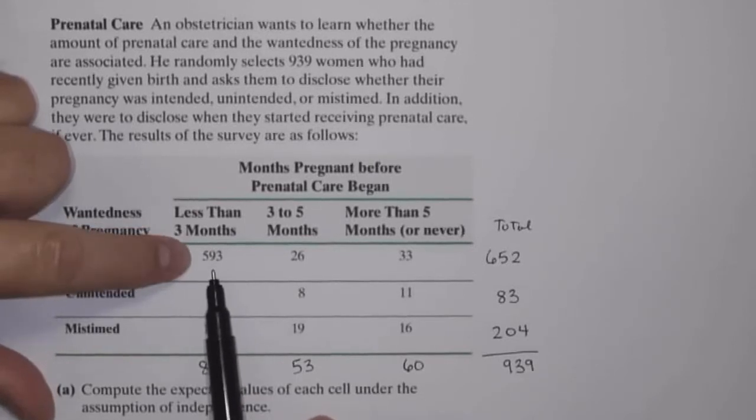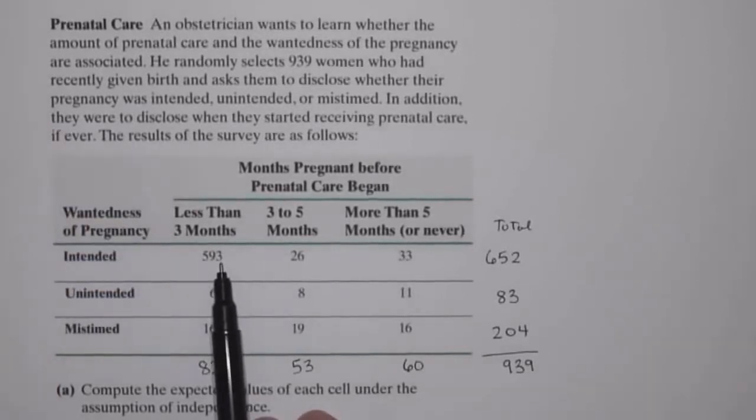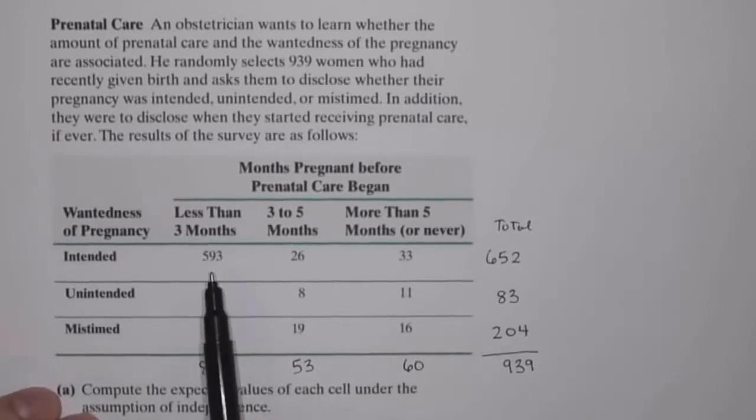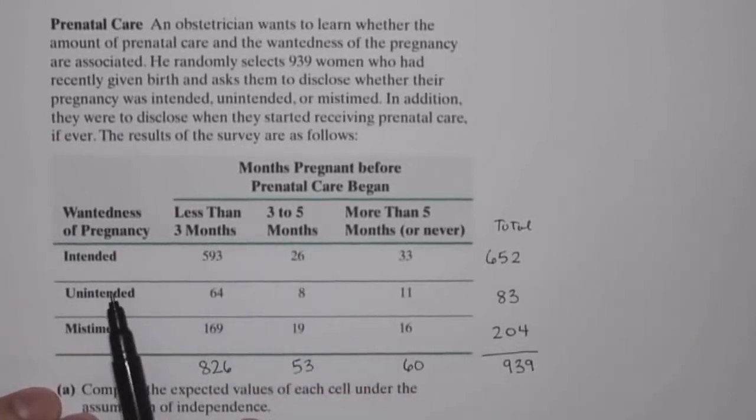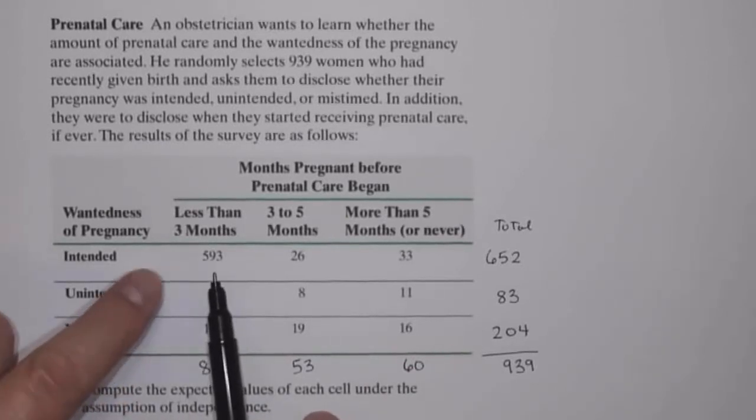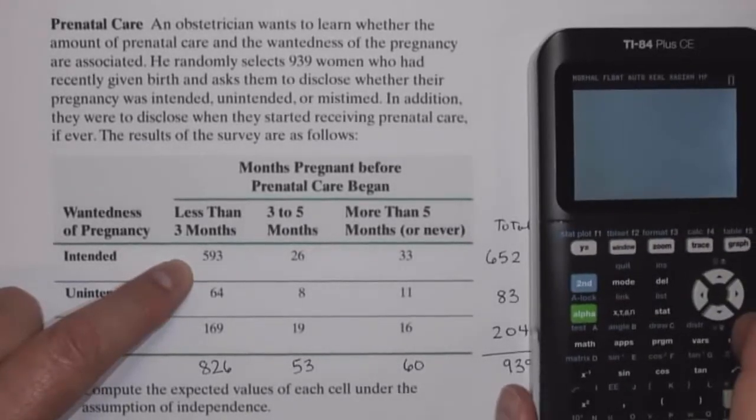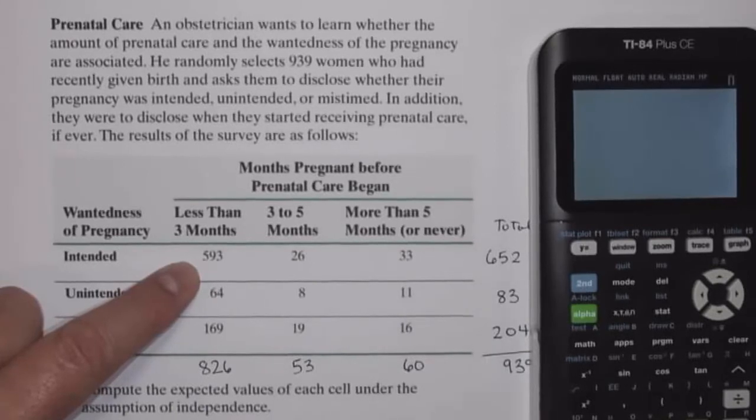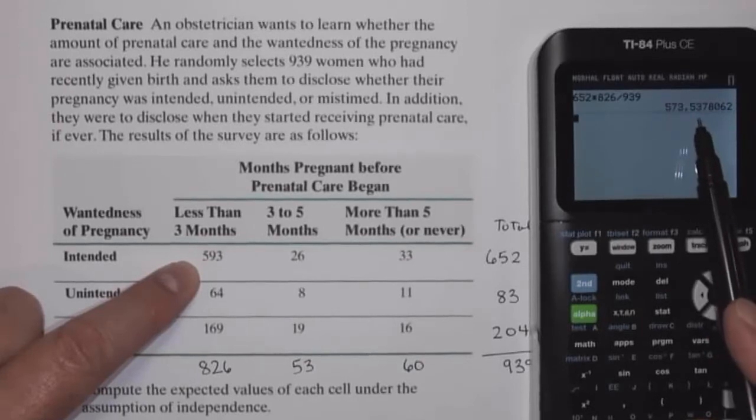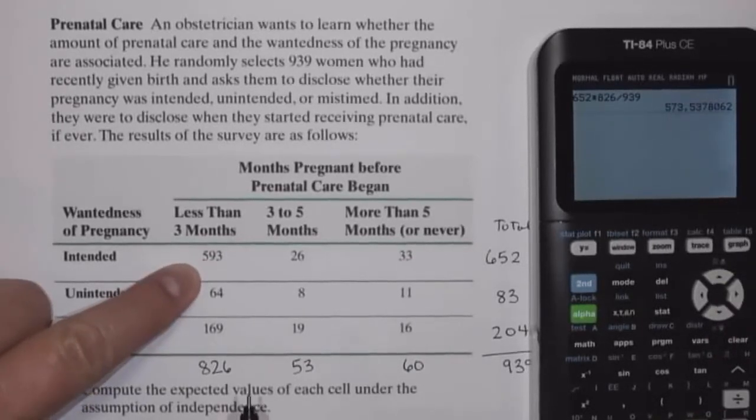So for this cell here, we observed 593 women in this cell in our data. So what would be expected if these two variables are independent? Well, for this cell, I'm going to take the row total, which is 652, times the column total, which is 826, and divide by the table total, 939. So if I bring in my calculator, for this cell here, I'm going to take the row total, 652, times the column total, 826, and divide by the table total, 939. And that is equal to 573.538 if I round to 3 places.